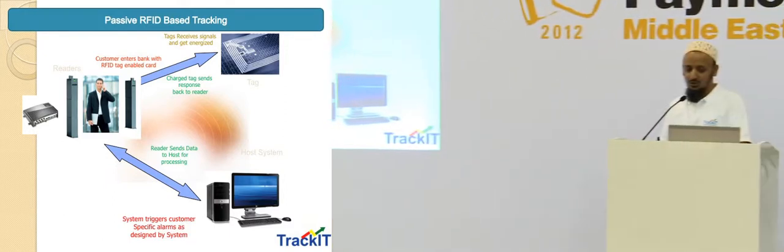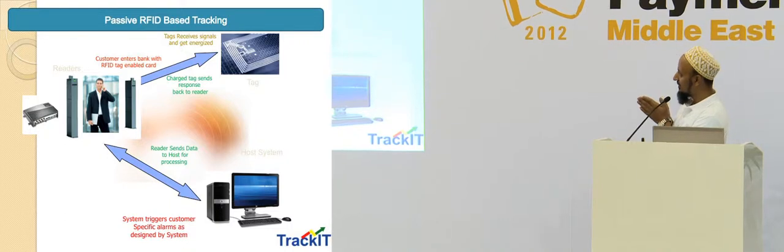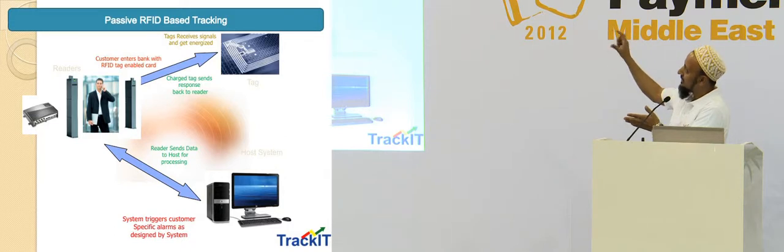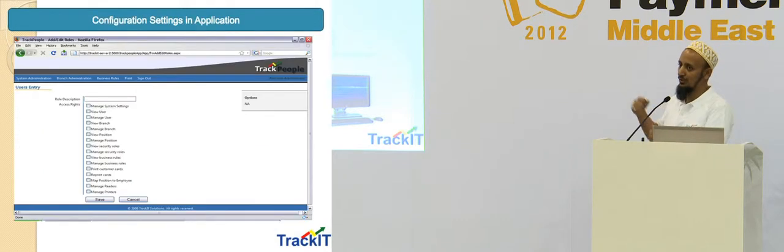So continuing on, what you have is fixed readers that are installed as portals. What you see in the second one is that the antennas are concealed in the bank gates, and the card has the chip embedded in it. So as soon as the customer walks in, he's identified, and the server sends the necessary notifications to whoever is the customer service representative.